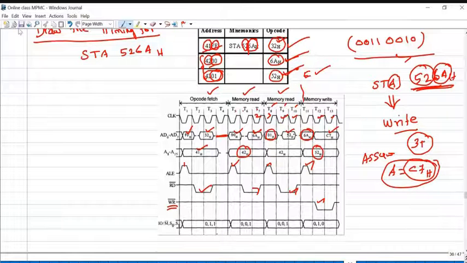Okay. So to draw the timing diagram for the STA instruction, you must understand the instruction clearly first. Opcode fetch, memory read, and then additional 3 T states for the memory write operation. Then you have to activate the corresponding control signals, whether it is a read operation or write operation. So 1 1 indicates opcode fetch, 0 1 indicates memory read, 0 1 indicates memory read, 1 0 indicates memory write. That is S0 S1. Sorry, S1 S0 actually. And they have written the reverse case. Okay, no problem. Here it is S0 S1.